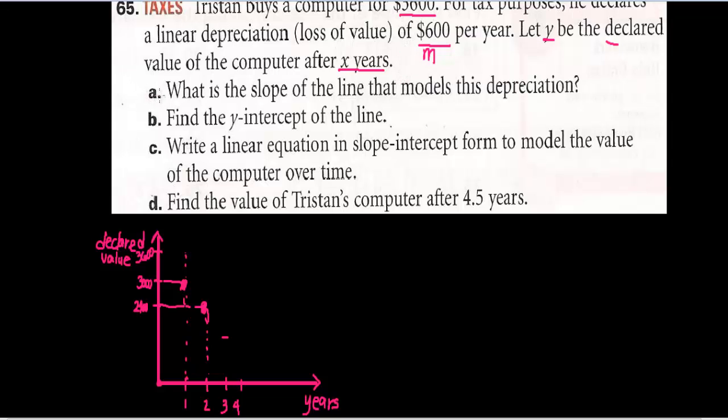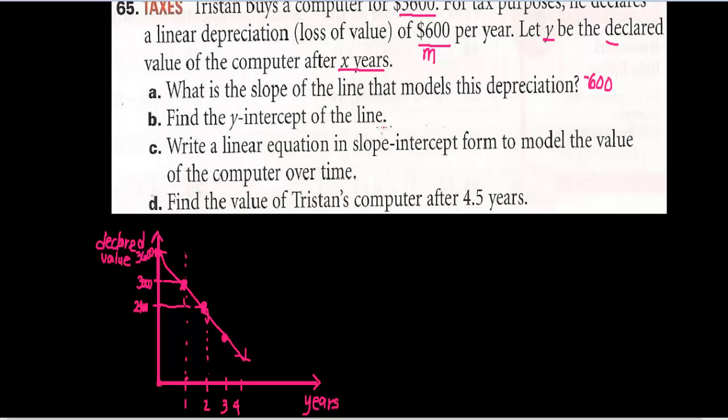So your first question is, what is the slope of the line that models this depreciation? $600. That's your slope. Now notice that since this is loss of value, if I go down $600 more for the third year, I'd have a point here. Notice this line has a negative slope. So this slope here should be negative.